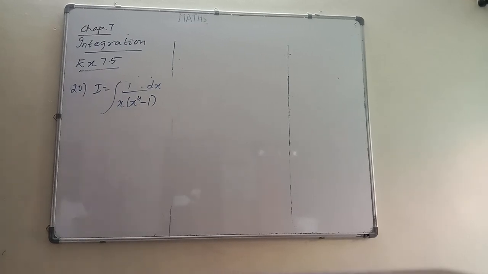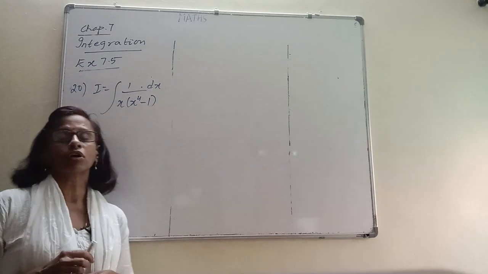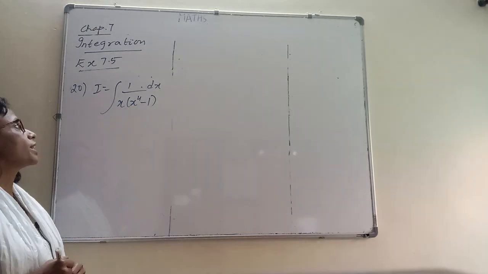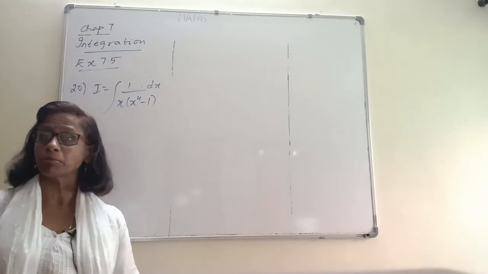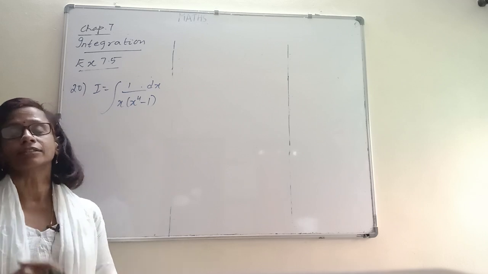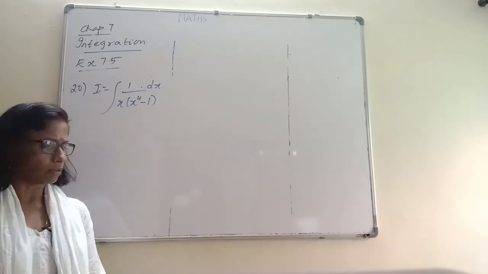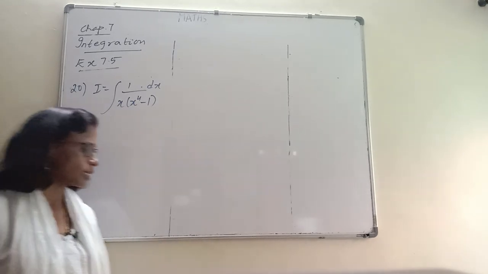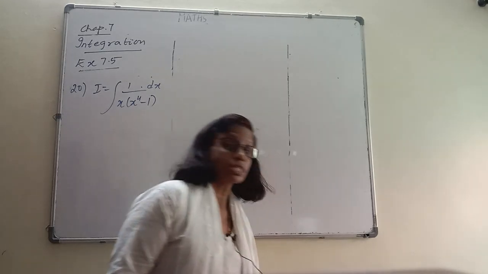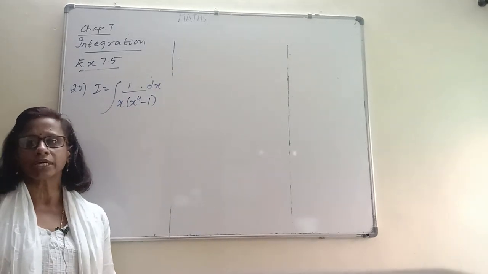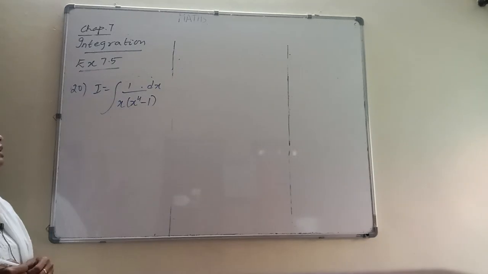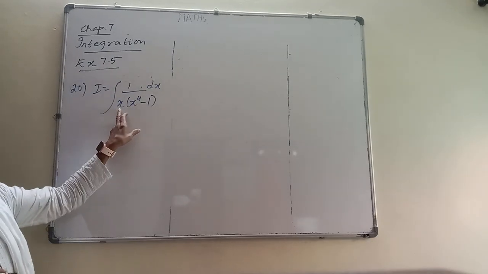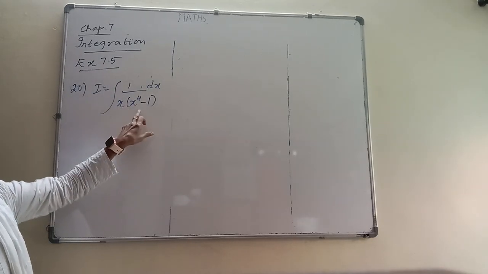Hello folks, we are once again back with the next video of this exercise 7.5. This is problem number 20, a relatively simple problem compared to the problems that we have already done. When we did problem number 16, I had told you that these kinds of problems are going to come again in the exercise, and this is that kind of problem where we have a linear and some higher power.